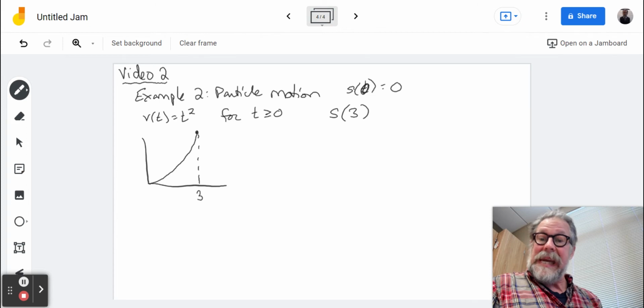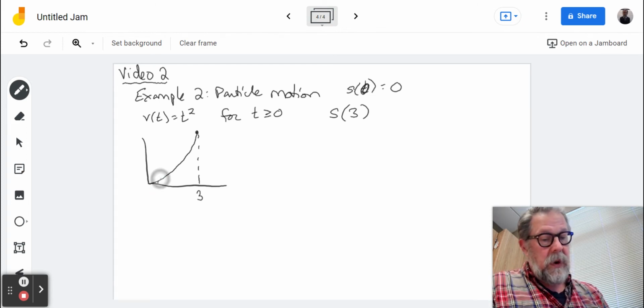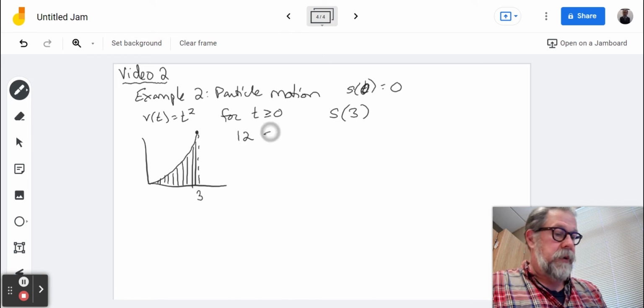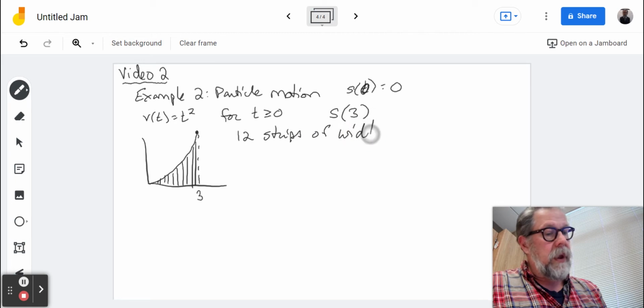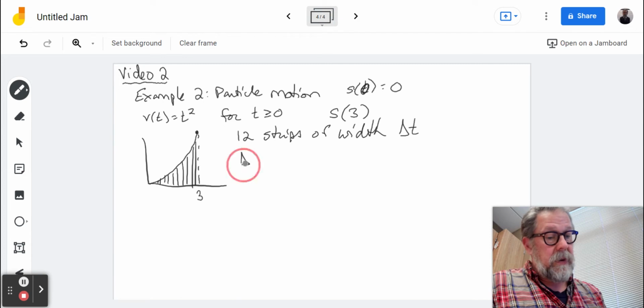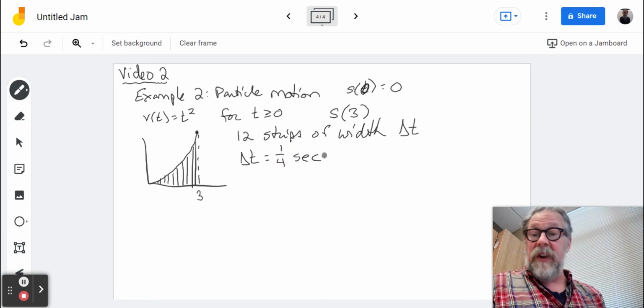Well, one thing I can do is I can divide this into strips. And I'm going to divide this into 12 strips of width delta t. So in this case, my change in time for each strip, because they're going to be of constant width, is 3 divided by 12, which is 1/4 of a second per strip.